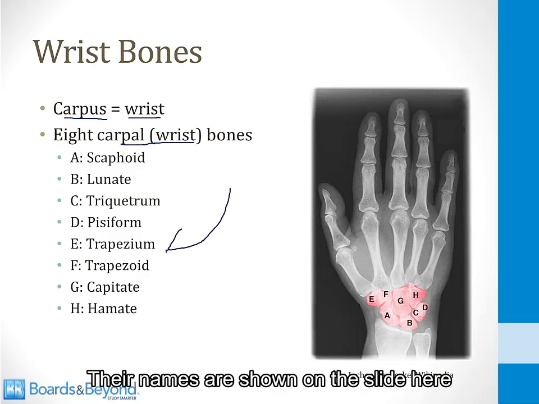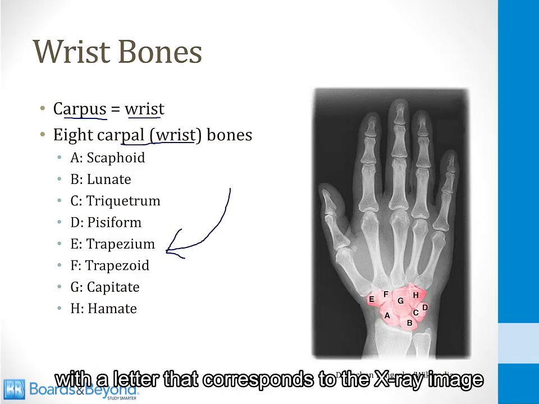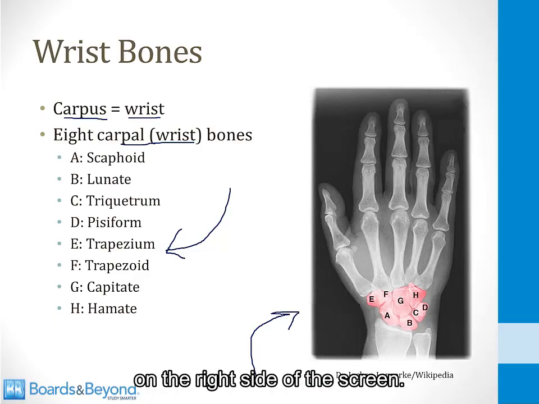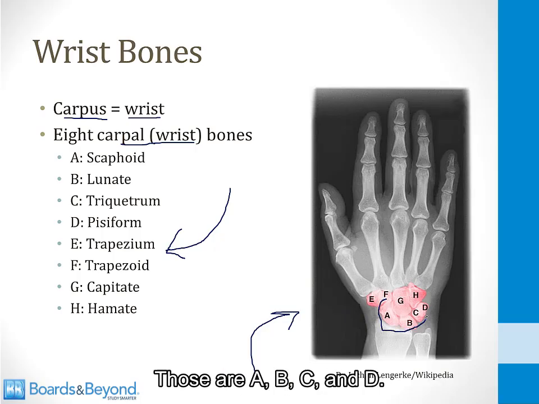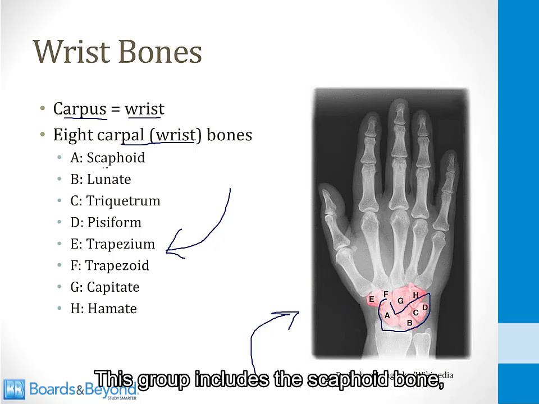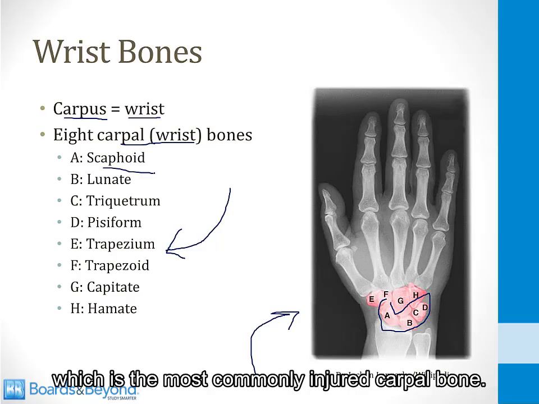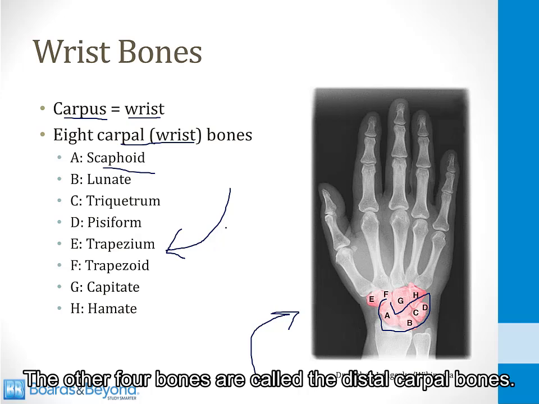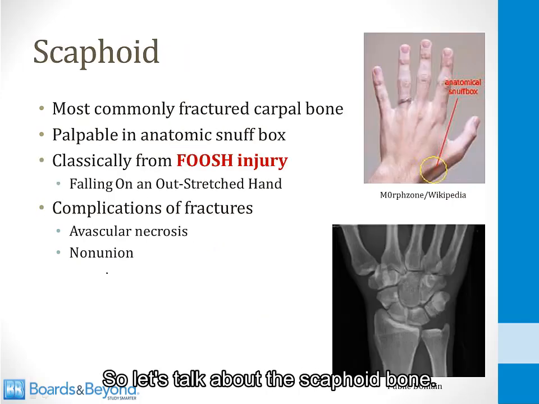Their names are shown on the slide here with a letter that corresponds to the X-ray image on the right side of the screen. 4 of the bones are considered the proximal carpal bones. Those are A, B, C, and D. This group includes the scaphoid bone, which is the most commonly injured carpal bone. The other 4 bones are called the distal carpal bones. So let's talk about the scaphoid bone.